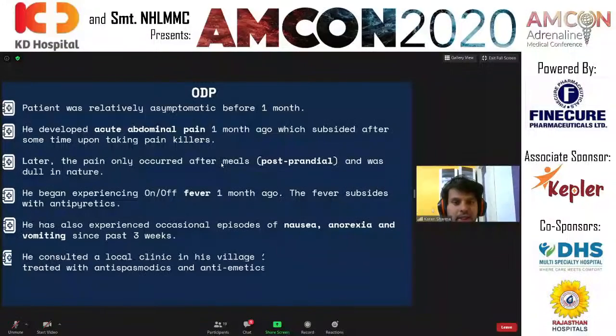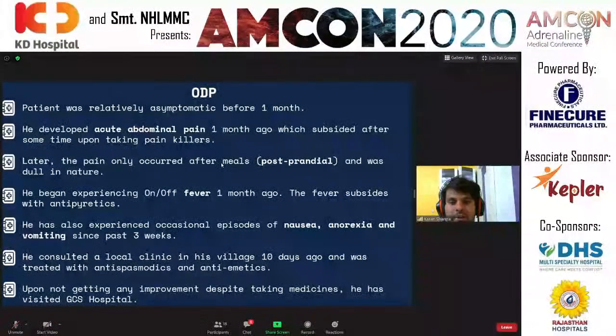The patient was relatively asymptomatic before 1 month. He developed acute abdominal pain, which initially subsided with painkillers. Later, the pain was postprandial, and he also began experiencing on and off fever since 1 month. He also experienced occasional episodes of nausea, anorexia, and vomiting. He consulted a local clinic in his village 10 days ago and was treated with antispasmodics and antiemetics. Upon not getting any improvement despite taking medicines, he visited GCS hospital.